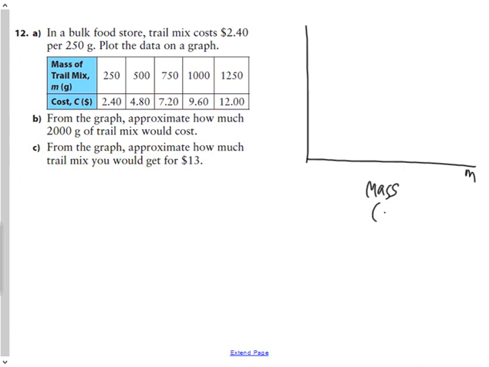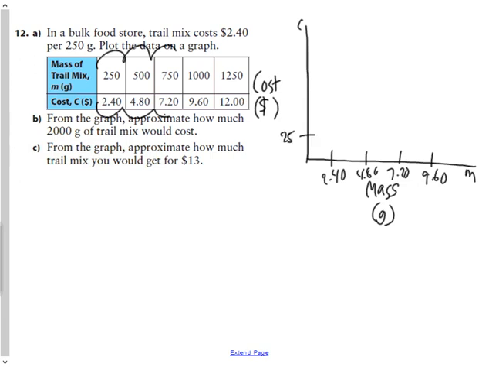which is the M, and the units are grams. Here I'm going to make this cost, and the units are dollars. So the good news is the spacing here is all the same. It's all up by $2.40. So it's going to be 240, it's going to be 480, it's going to be 720. I'm going to stop here because I'm lazy. 960. Going up here, the nice thing is it goes up by 250 each time, so I don't have to break up my line.